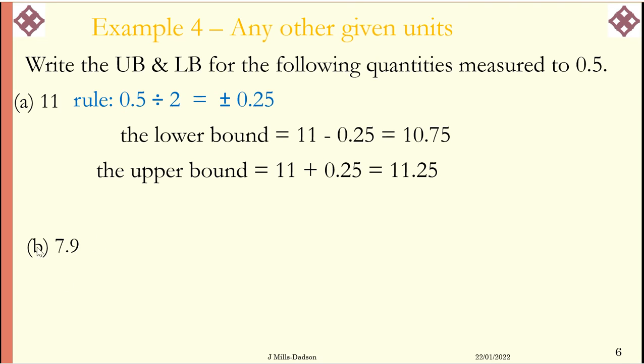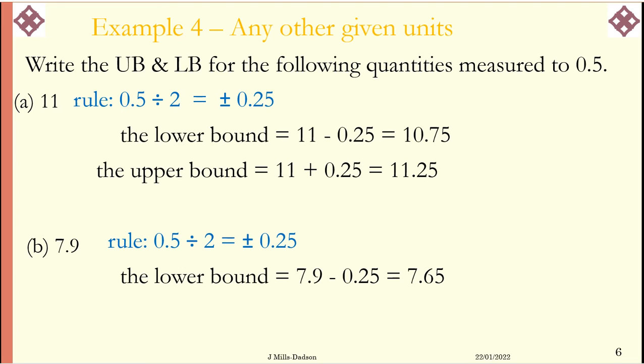Similarly, for 7.9, lower bound becomes 7.65. Upper bound, 8.15. So just remember the rule. Use the approximation clue and divide it by 2 to create the rule. You take the rule from the given number to get the lower bound. Add the rule to the given number to create the upper bound.